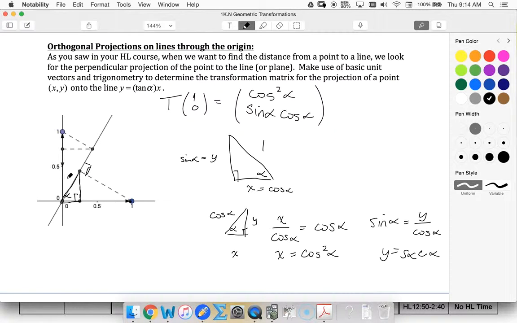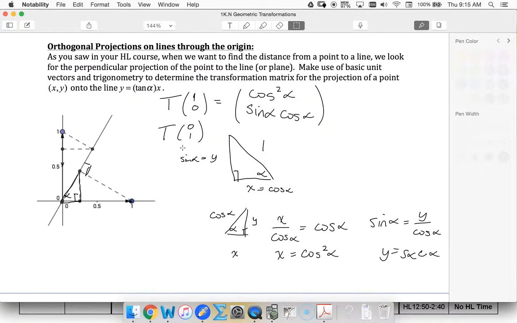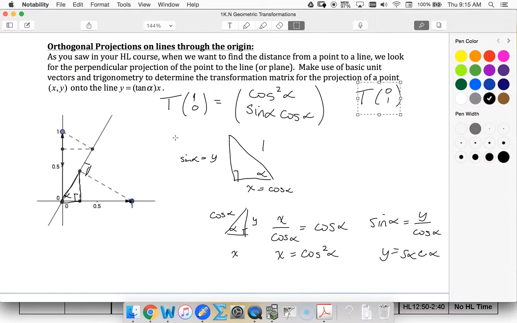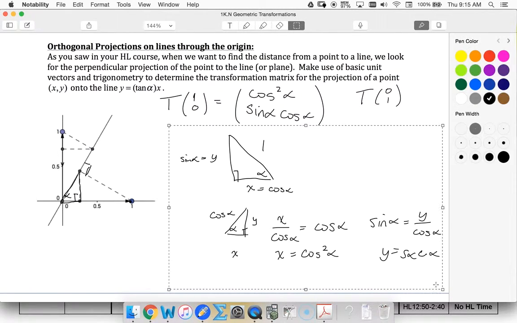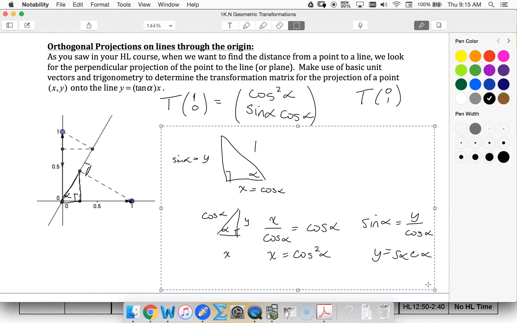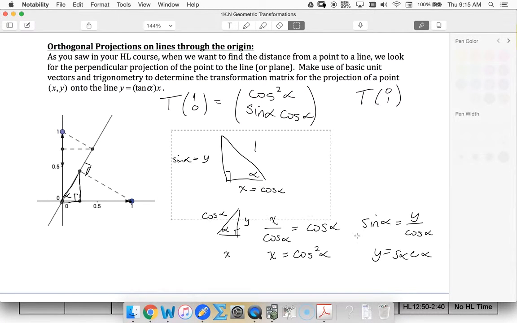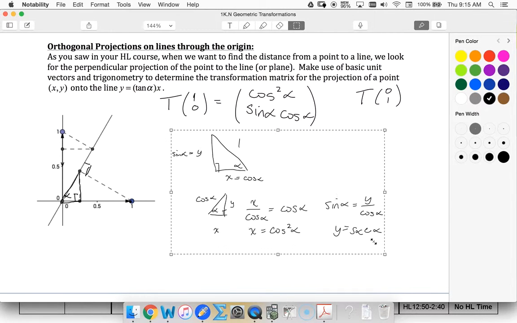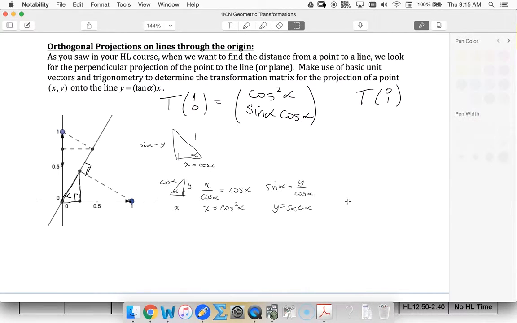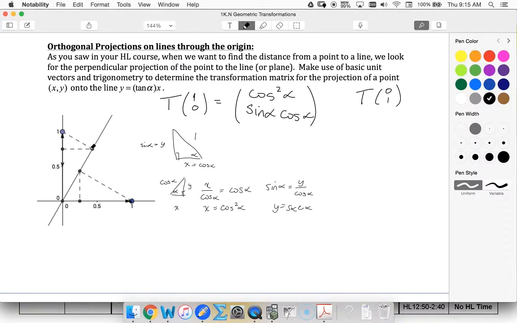All right, I'm going to do something similar to find my transformation of 0, 1. Again, I'm going to look at triangles. So I'm going to take this, move it, take this, shrink it down some. Okay, so now I'm going to look at projecting 0, 1 onto my line.